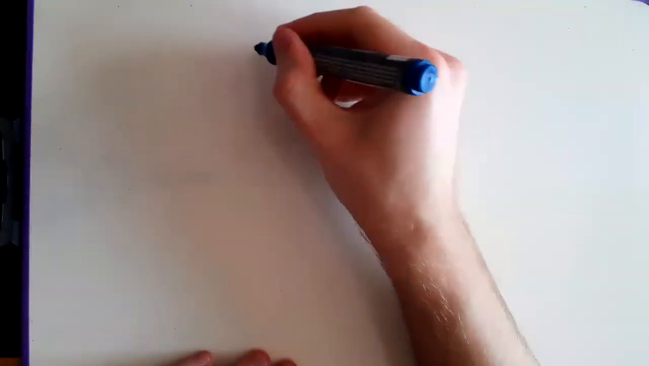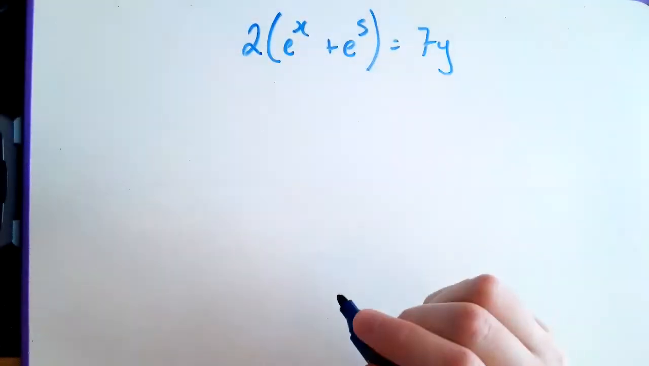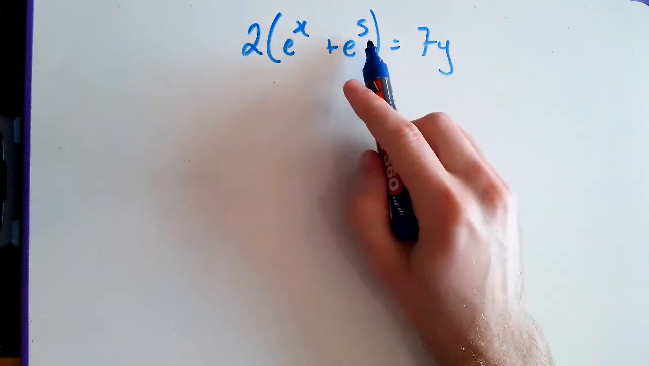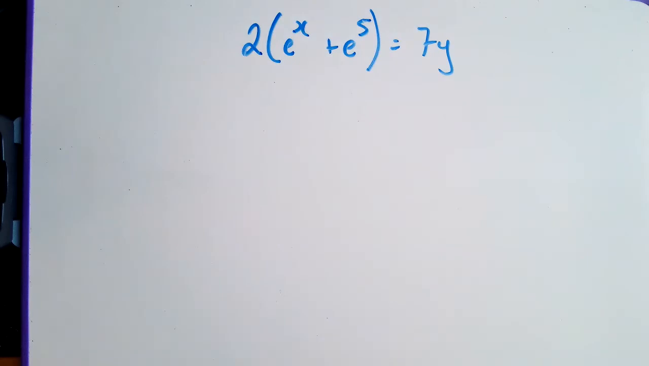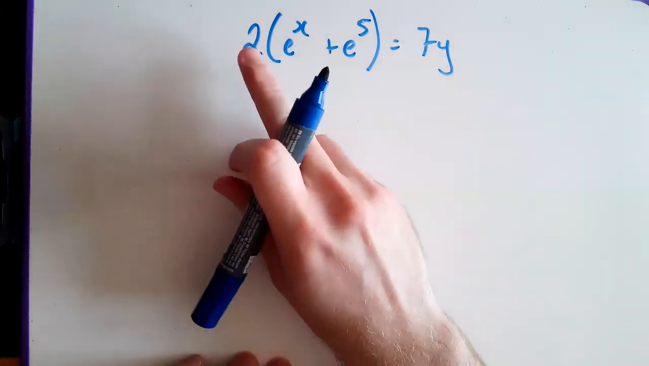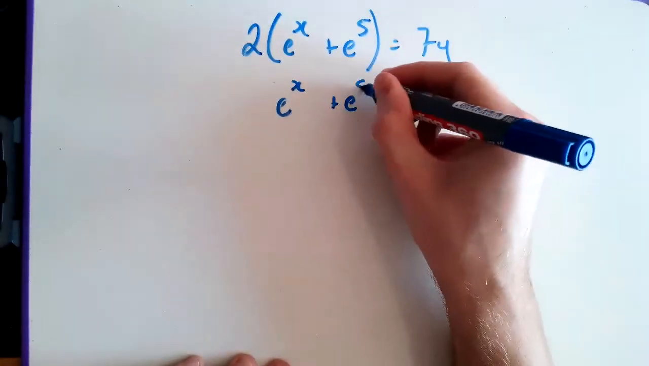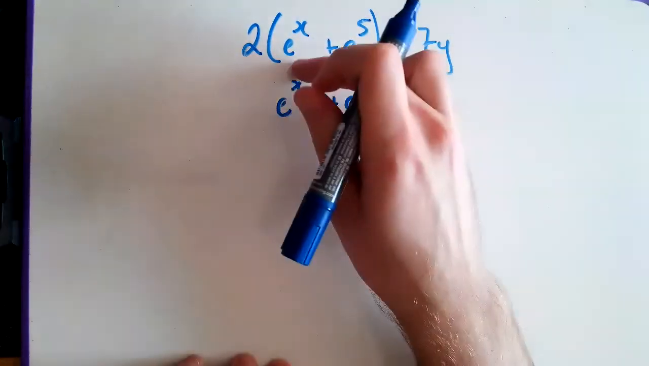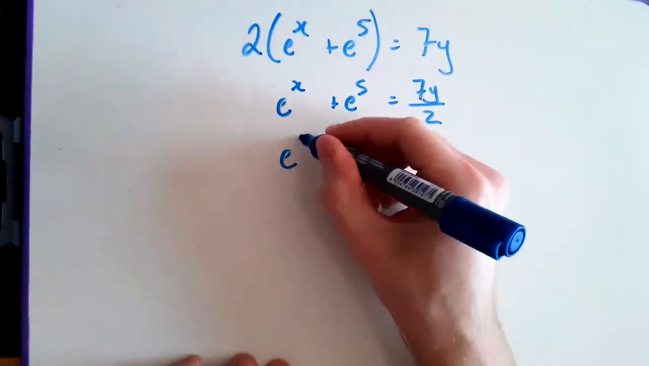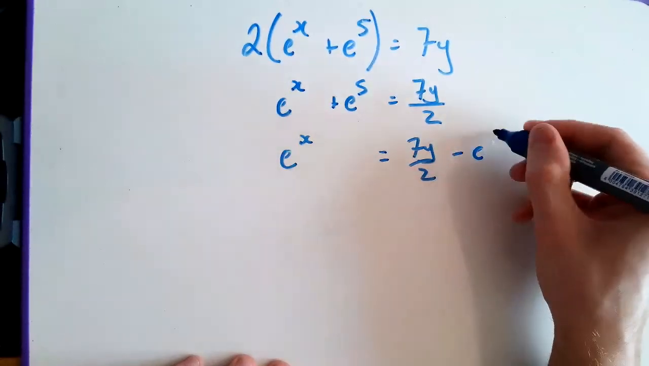And last one: rearrange 2 lots of e to the x plus e to the 5 equals 7y. Okay, first of all, e to the 5 is just a number, so just treat that as a number. I want to get x by itself. The first thing we can get rid of is this 2, so I'm going to divide both sides by 2. So 7y over 2. Then I'm trying to get x by itself, so let's get e to the x by itself. So I'm going to take away e to the 5 from both sides. So 7y over 2, take away e to the 5.